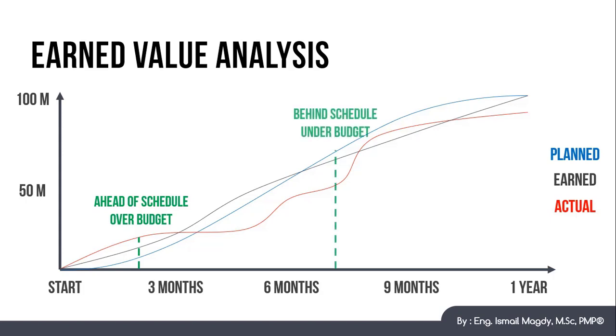Let's check this point. Here we can see that the earned value was lower than the planned value, so the project now is behind schedule. However, the actual cost was lower than the earned value, which means that the project was under budget.